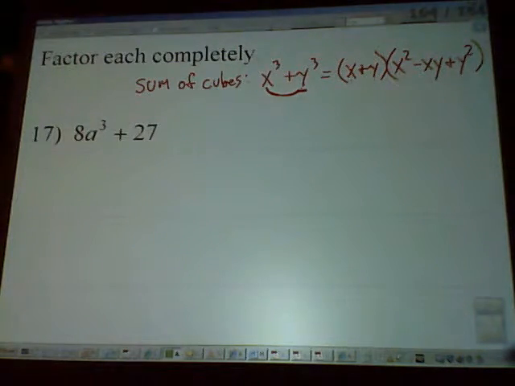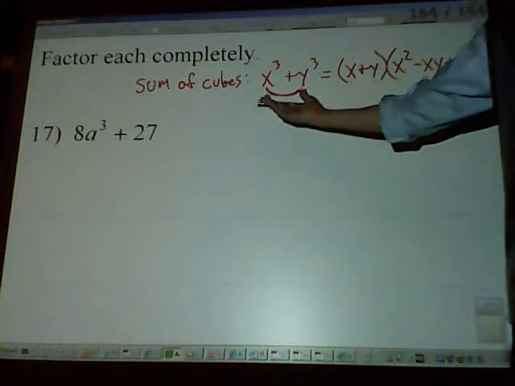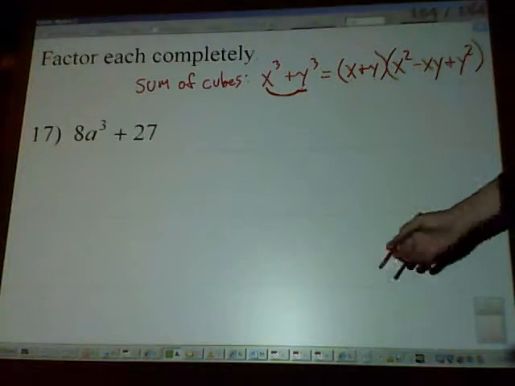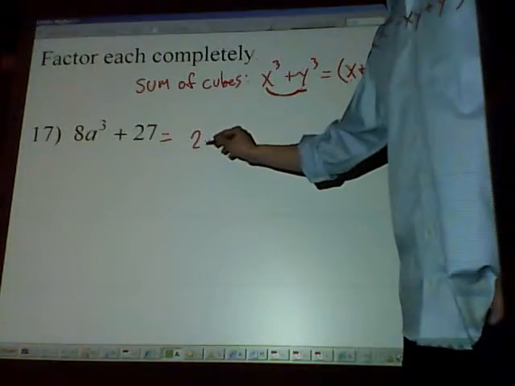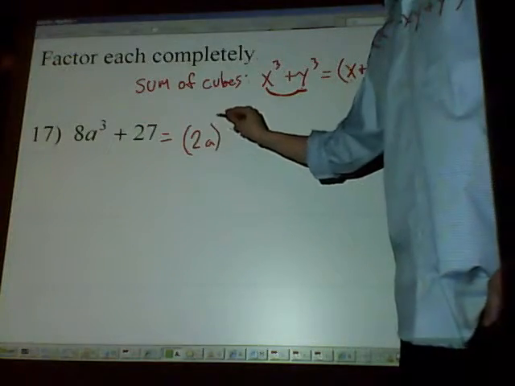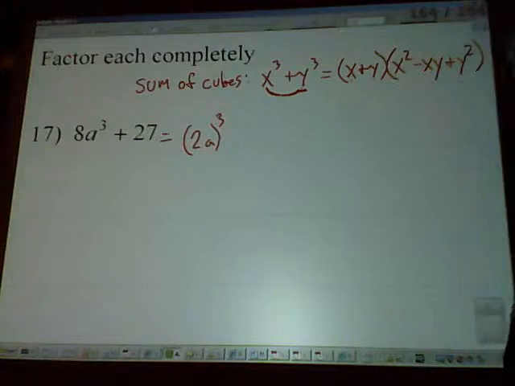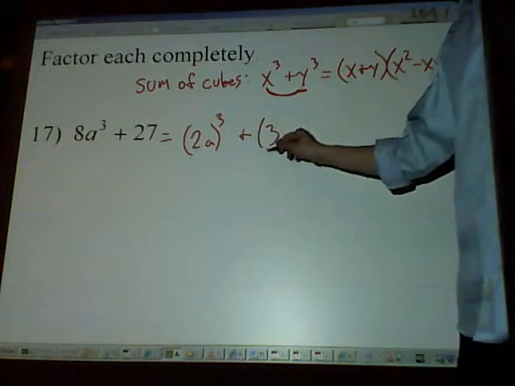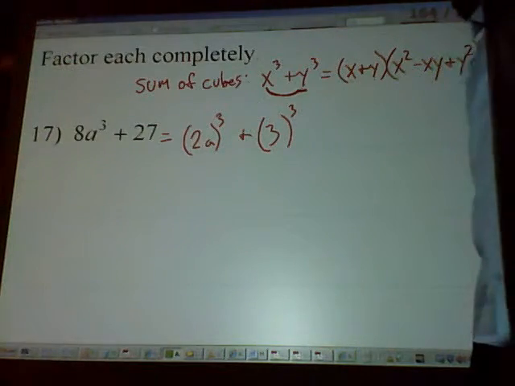So the easiest way to get these is to find out what we're cubing. Write this expression in this form, and it's going to be a lot easier. So this is equal to 2a to the third power, because 2 to the third is 8, and a to the third is a to the third. And now over here we have plus 3 to the third power. So we found out 3 to the third is 27.